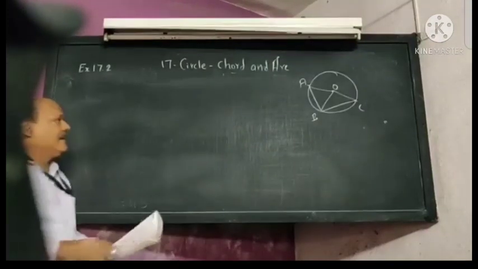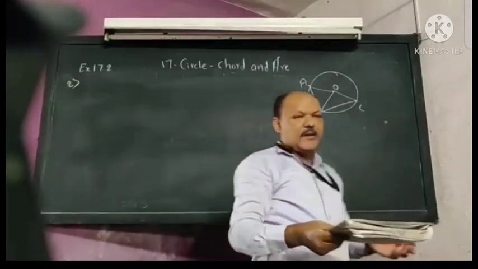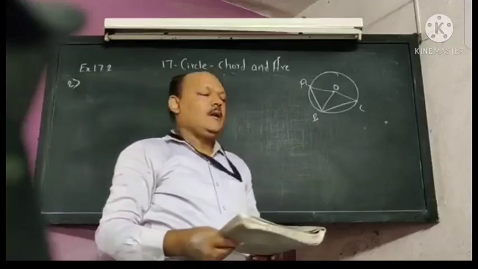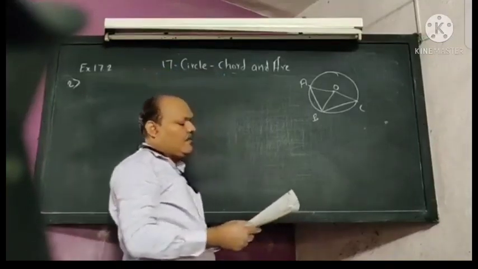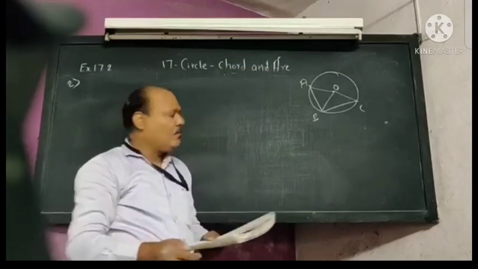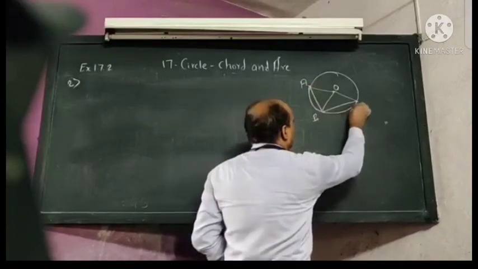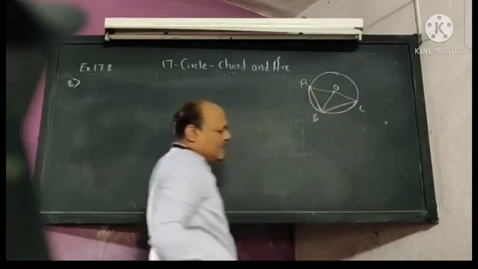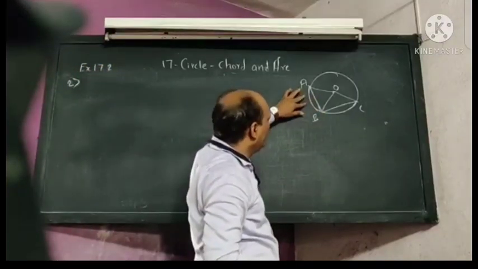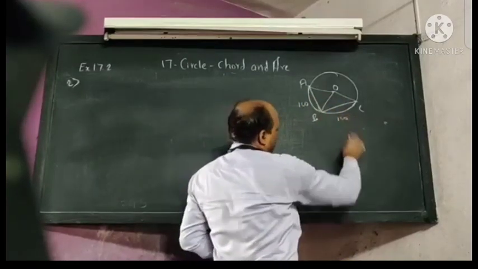Students, before starting the second sum, let me explain one property. What is given for congruent arcs? It is given on page number 117. Because in the second sum we are going to use that property. What it says is that if the measures of two arcs of a circle are the same, then the two arcs are congruent. Suppose this arc and this arc are congruent. That means the chords corresponding to congruent arcs are congruent. Suppose these measures are 100 and this is also 100.